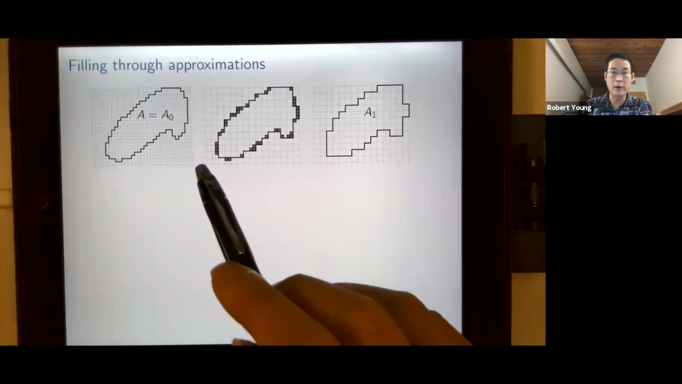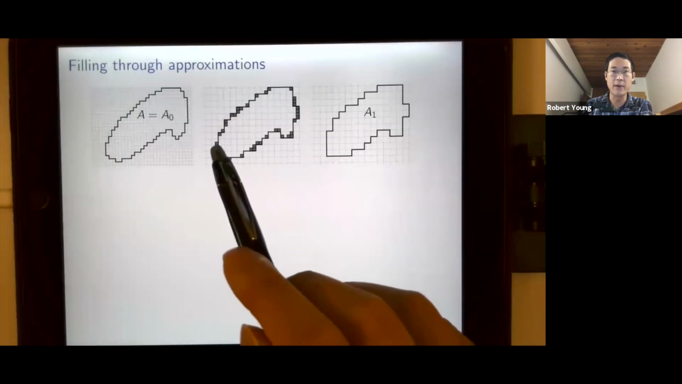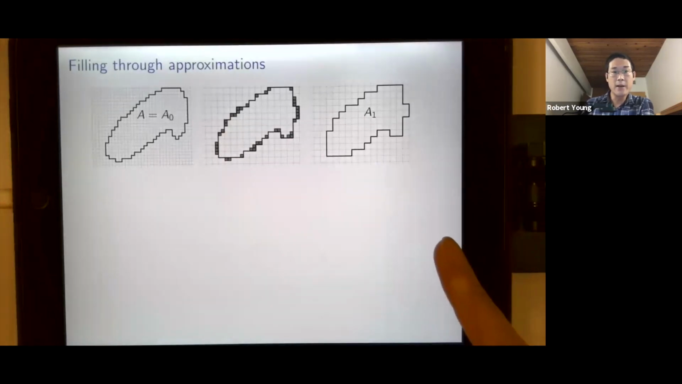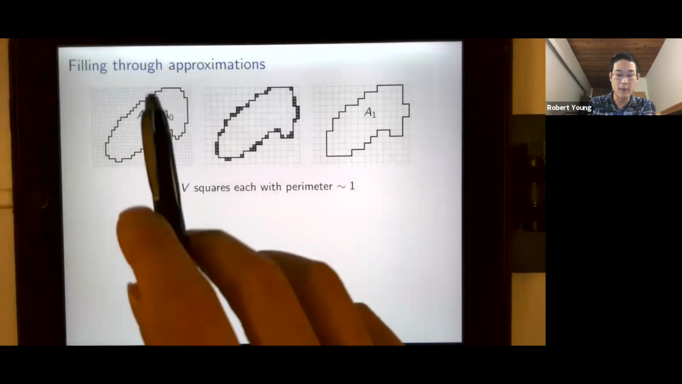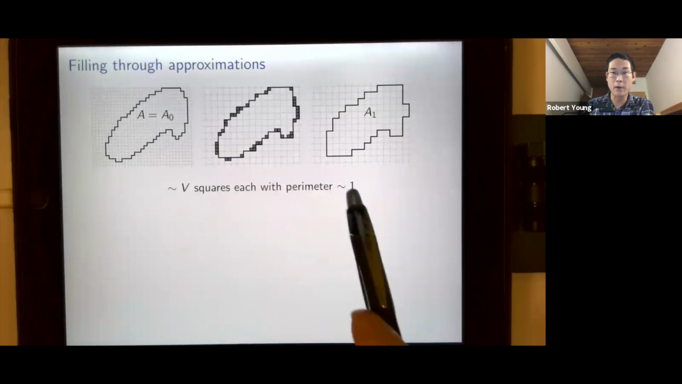And that's going to result in a picture like this. The region between those two approximations can be filled with a bunch of 1-by-1 squares. And how many do you need? Well, like I said, you just walk around and add squares as necessary to go from one grid to the other. That's going to take about V squares, and each of those squares is 1-by-1, with perimeter on the order of 1.